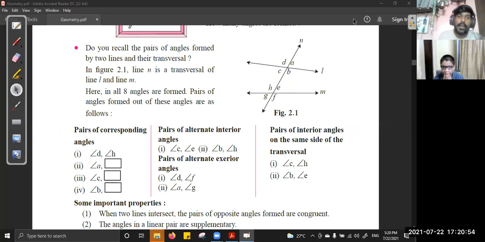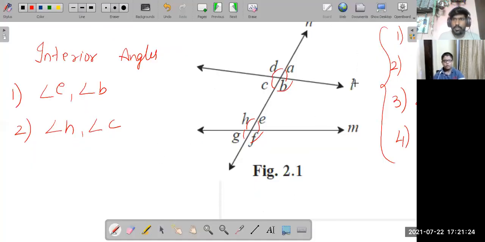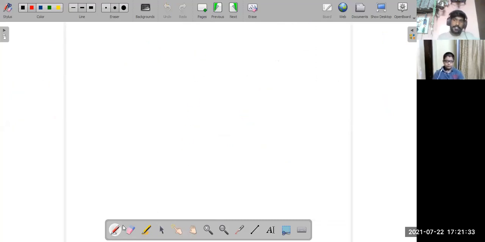Fine. Now let's understand alternate angles. Under alternate angles, we have alternate interior and alternate exterior. First, let's understand alternate angles and then we'll see interior and exterior.